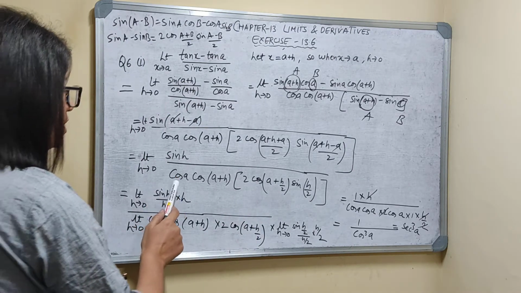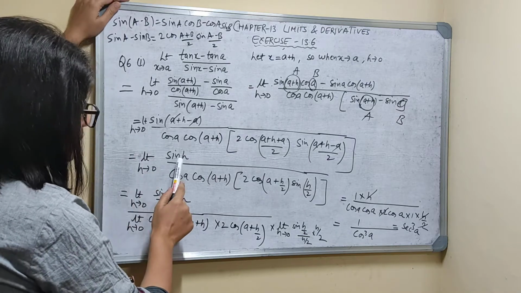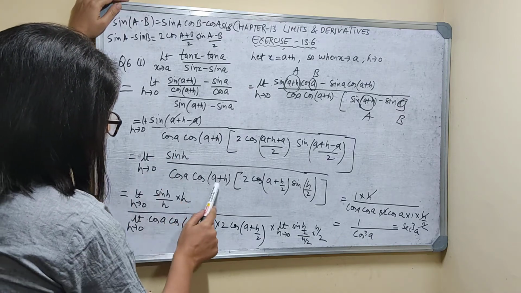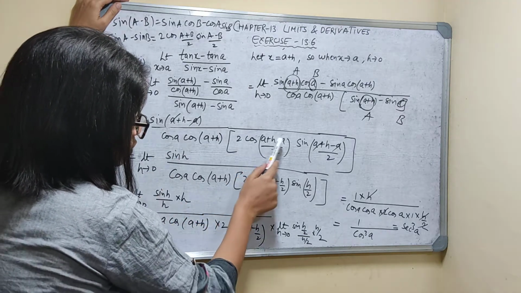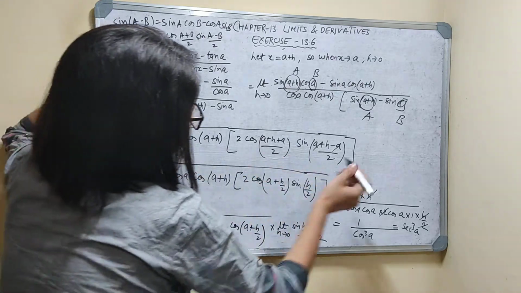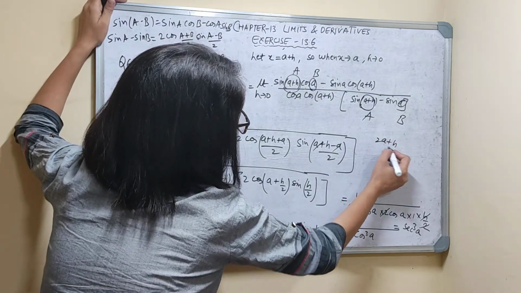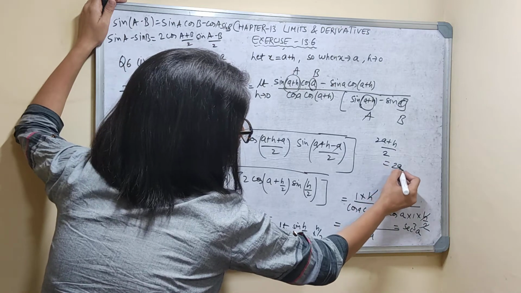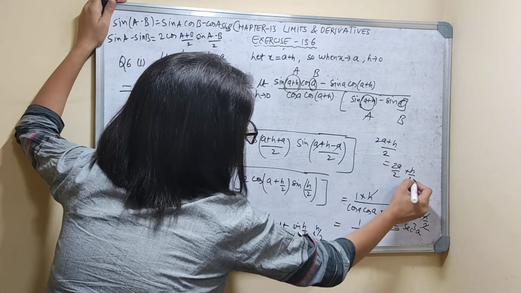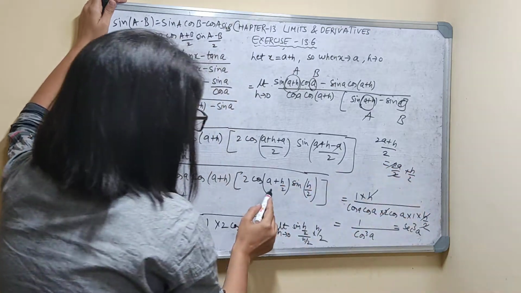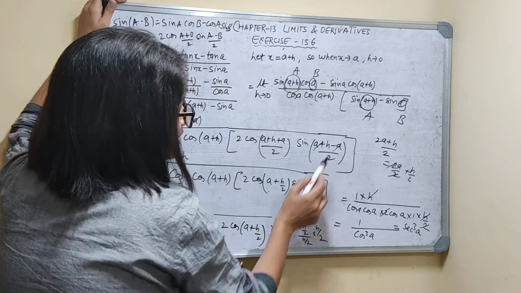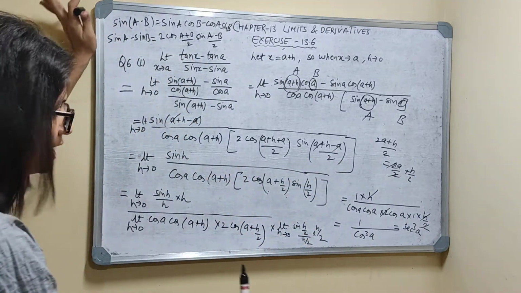So limit h tends to 0, sin h upon cos of a plus h into 2 cos of (2a plus h) by 2. I can write 2a by 2 plus h by 2, 2 cancel, so cos of a plus h by 2, sin of a and minus a cancel, h by 2. Is it clear till here?